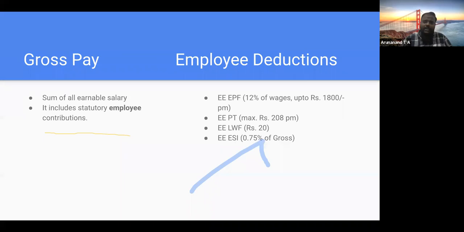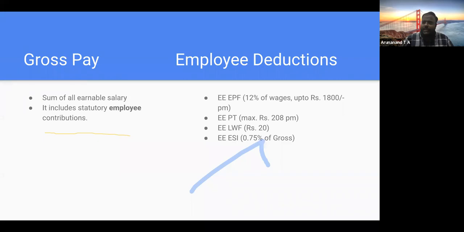So when I talk about wages, as of now, the wages is your total salary minus HRA. So EPF is not applicable on the HRA component. So basic plus special allowance, take the 12% of that. That is a contribution that goes to the PF account.